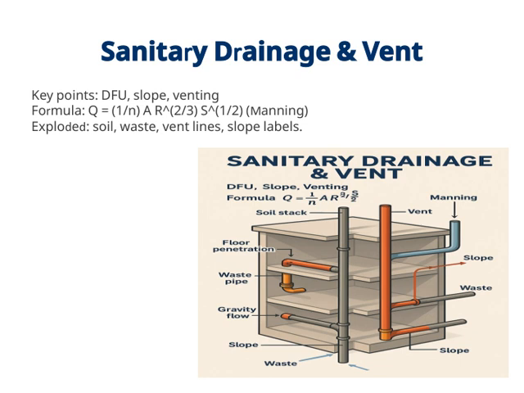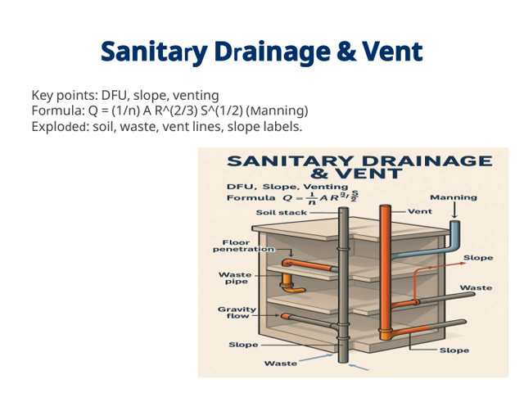When calculating flow rates, we use the Manning formula. Q equals 1 over n times the cross-sectional area A, times the radius R raised to the 2/3 power, times the slope S raised to the 1/2 power. This helps us determine the capacity of pipes accurately.